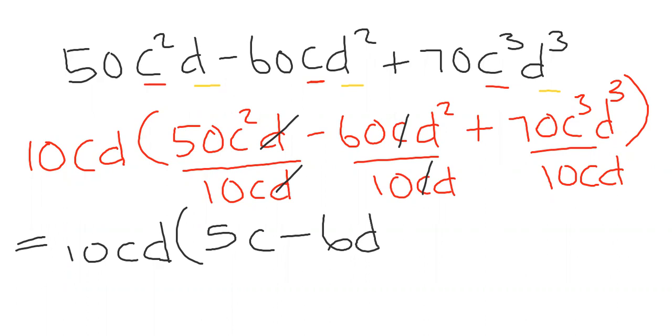From the law of indices, then plus 70 divided by 10, we get a 7. Then we have C cubed divided by C, we're going to have C squared. Then D cubed divided by D, we are going to get D squared. And that's our final answer right there.